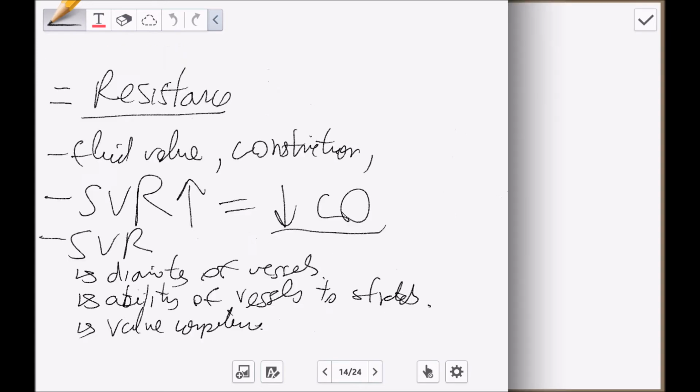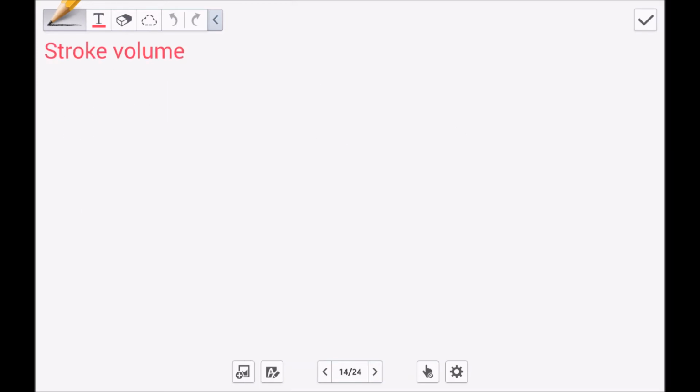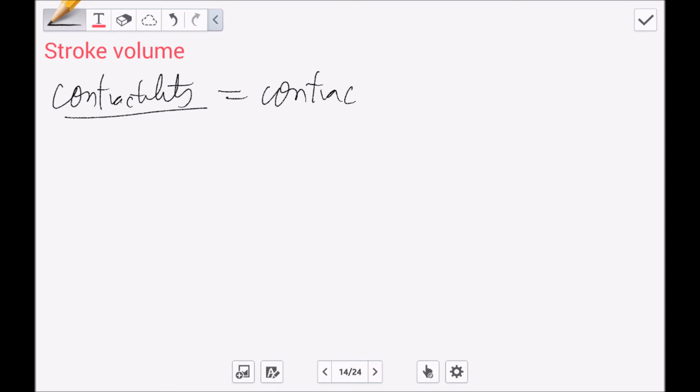Okay, next we're going to talk about contractility. And this is just the contraction of the muscles of the heart, contractions. So a contraction is the actual muscle fibers shortening and extending, and that creates a pumping action that will circulate the blood. It's affected by both preload and afterload.